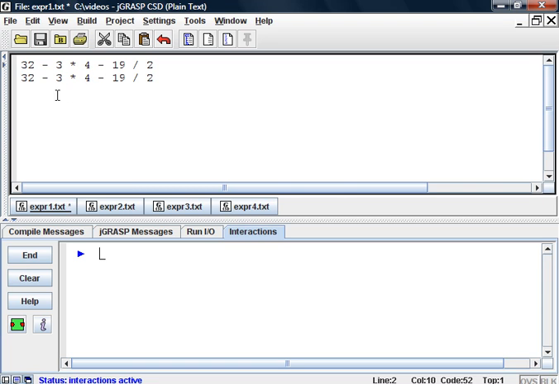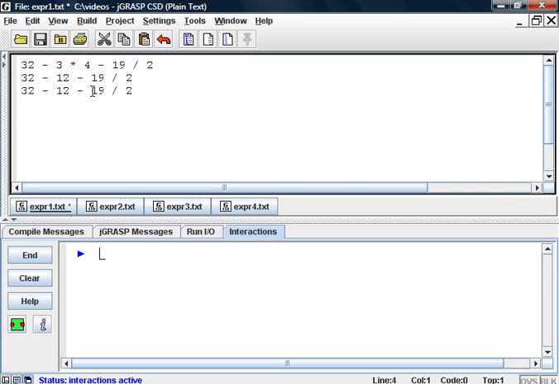When Java looks at this expression, it sees a minus, a times, a minus, and a divide. And between those 4 operators, the times and the divide have the highest level of precedence, so they're going to be evaluated first. They have the same level of precedence, and so between the two, they're going to be evaluated left to right. So we first compute that 3 times 4 is 12, and that leads us to this sub-expression.